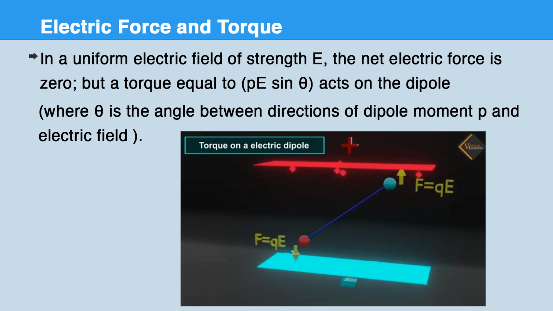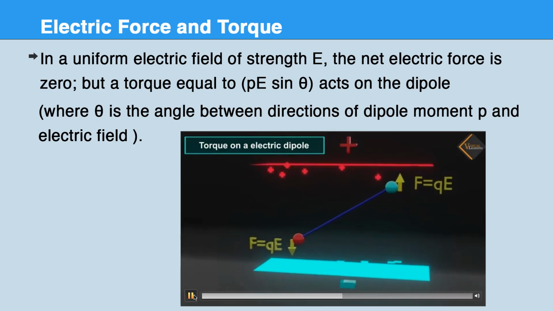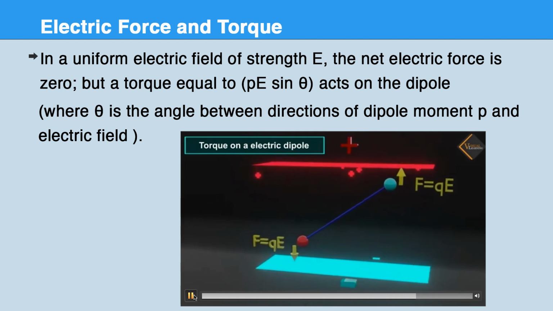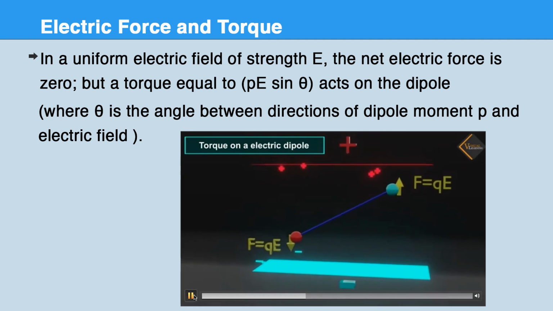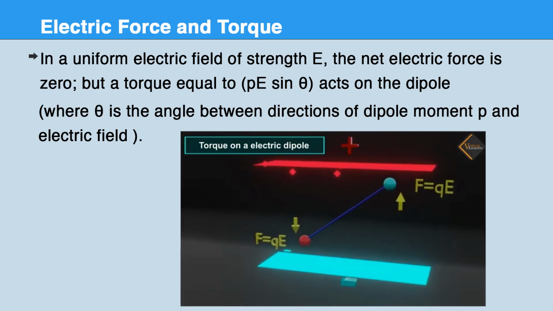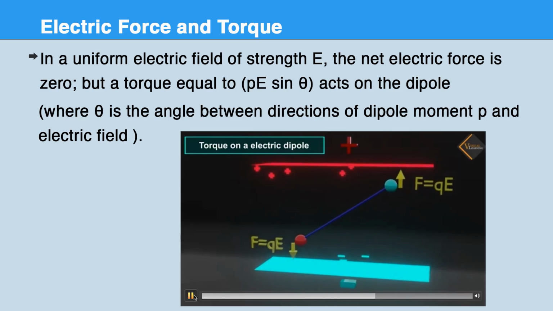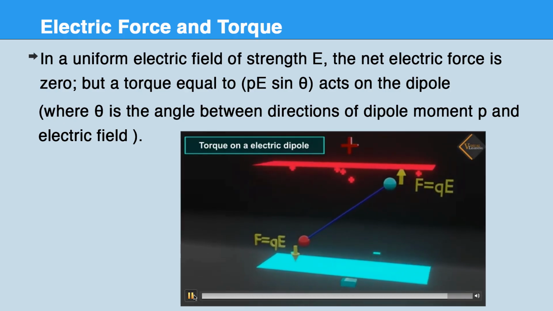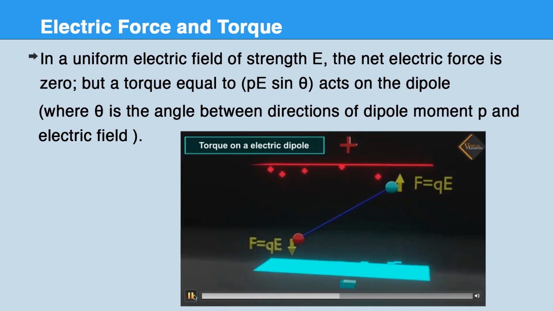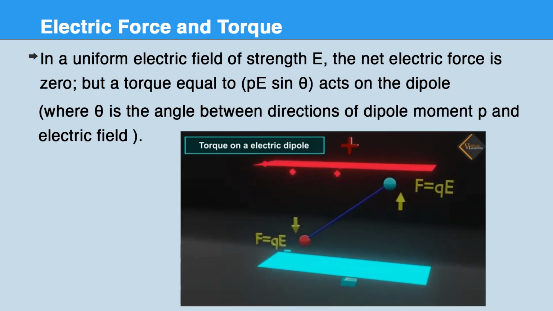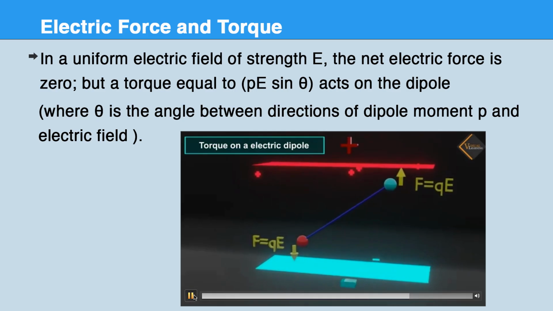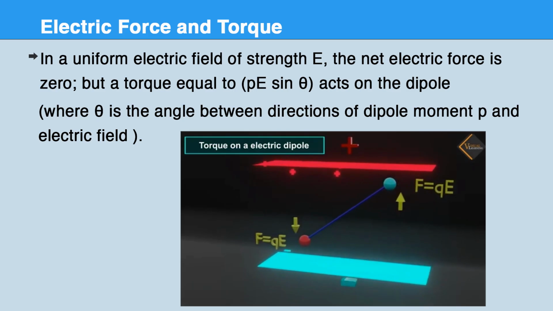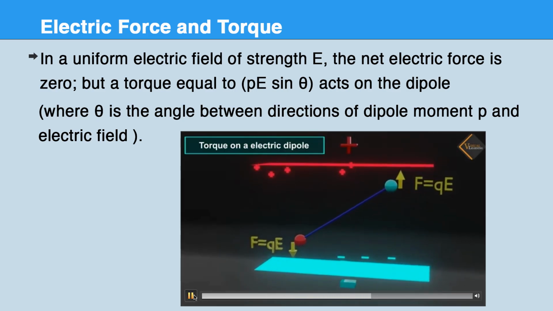However, the forces act at different points on the dipole, creating a torque. Now, let us discuss torque. What is torque? Even though the net force on the dipole is 0, the dipole experiences a torque because the forces act on different points. This torque tends to rotate the dipole so that its dipole moment aligns with the electric field.